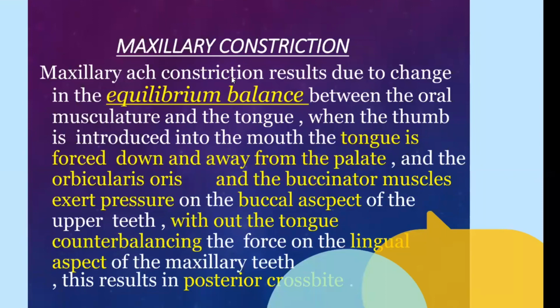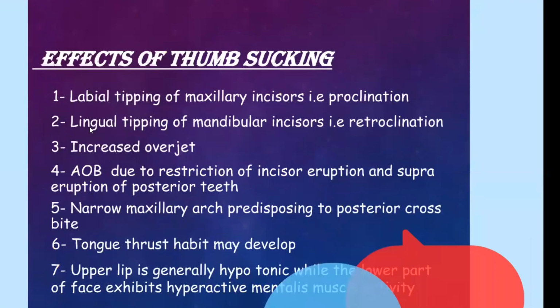So what I said, how does the habit destroy and ruin the dentition and the aesthetics and face? By changing the equilibrium. One sentence: habit changes the equilibrium, and the face develops according to the changed equilibrium. Moving on, so what would be the effect I discussed in detail? There's a lifting of the upper incisor, right? The proclination of the incisor, the retroclination of the lower teeth, increase in the overjet, anterior open bite due to the restriction of the incisor eruption, as well as the supra eruption of the posterior teeth.